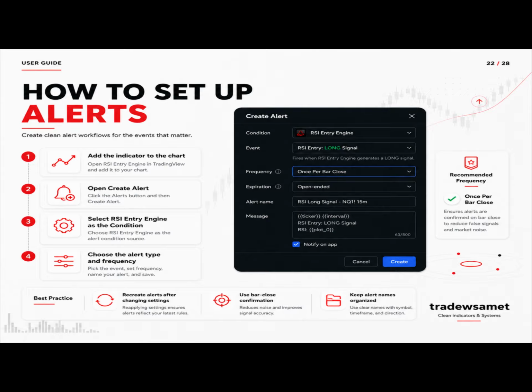Because it aligns with confirmed candle logic. You can also name your alerts clearly using the symbol, time frame, and direction. For example, RSI long signal, NQ, 15-minute chart. If you change the indicator settings later, recreate the alert so it reflects the latest rules.